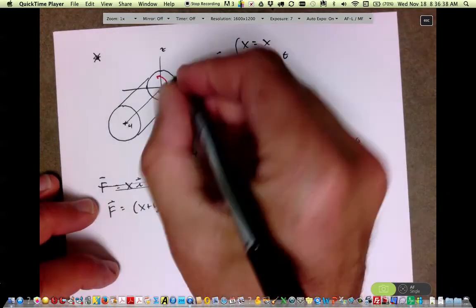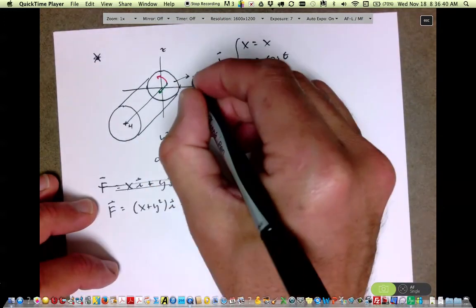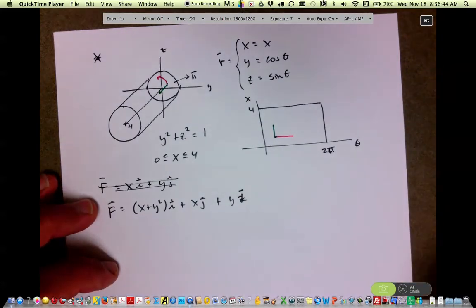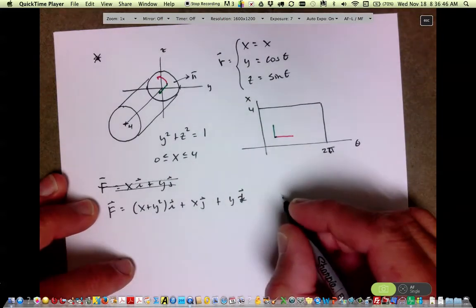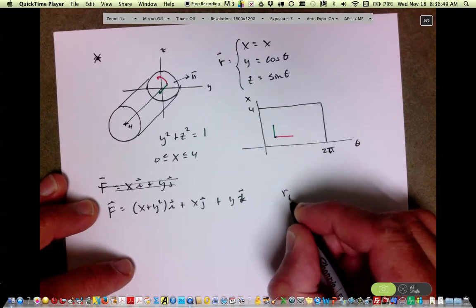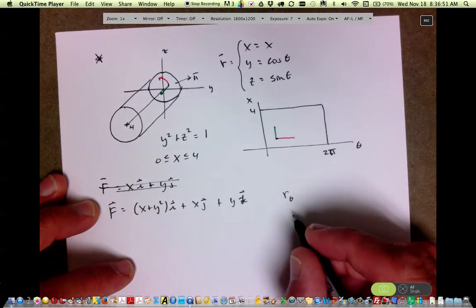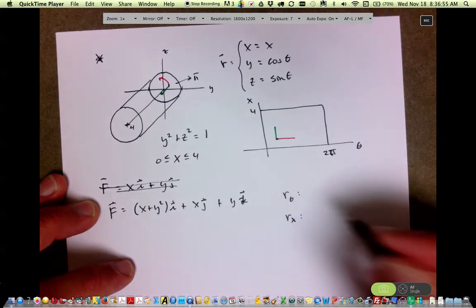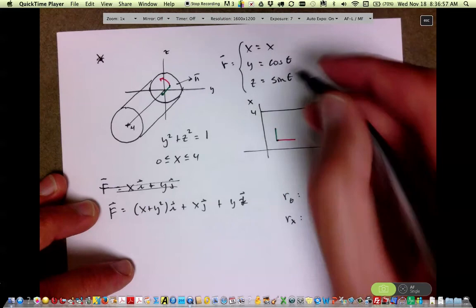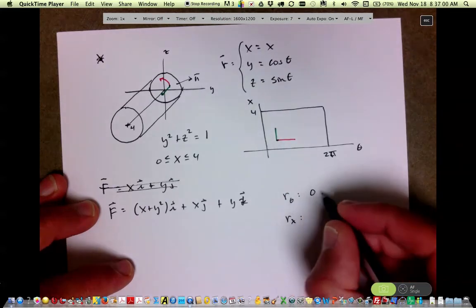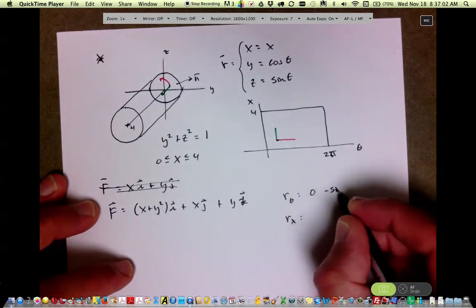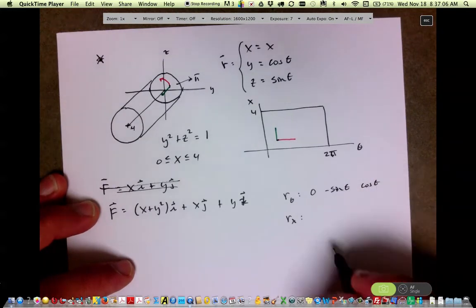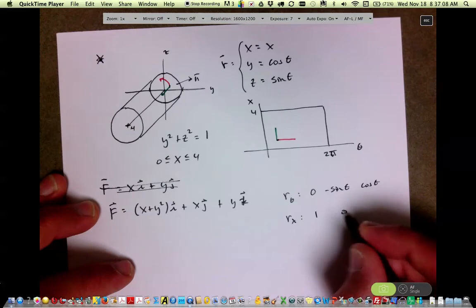So the orientation on the cylinders is typically going to be outward, so I think I want to take the red vector and cross it with the green vector. So the red vector is r theta, and the green vector is r x. Alright, so r theta, the derivative with respect to theta, will be 0, negative sine theta, and cosine theta. And with respect to x, we're going to get 1, 0, 0.